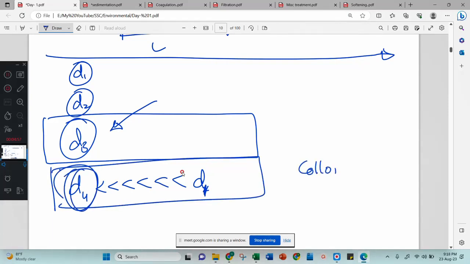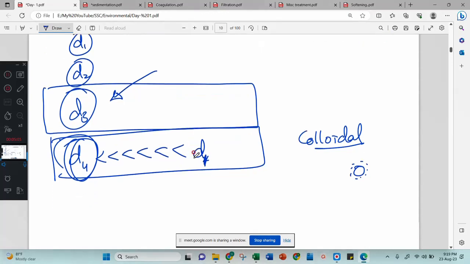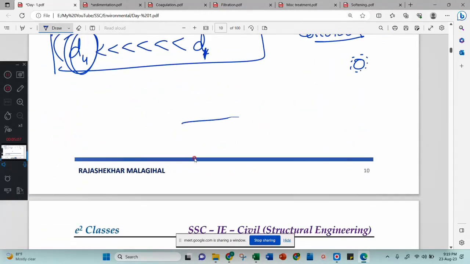In fact I can say that D4 is not a particle, it is a colloid. A colloid is also a particle, but colloidal means what? They have some charging effect on the surface. They have some charges. As I said while teaching geotechnical engineering, clay particles are negatively charged, so they will attract water. Not only water, they can attract any other things also.